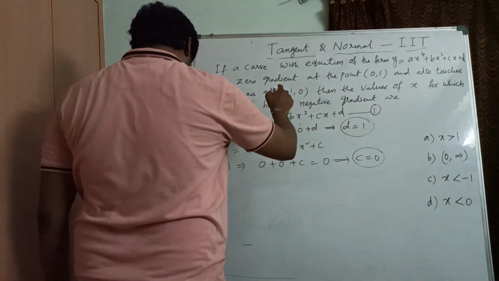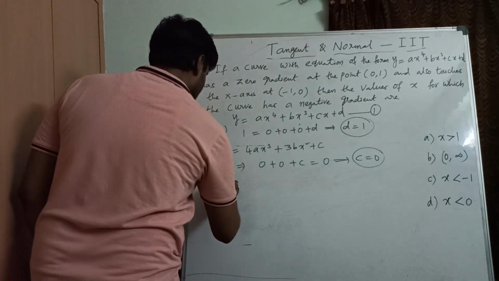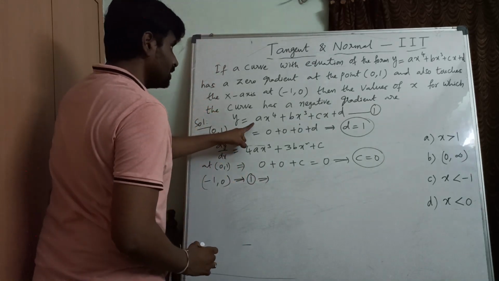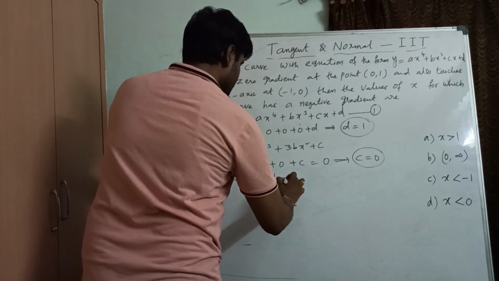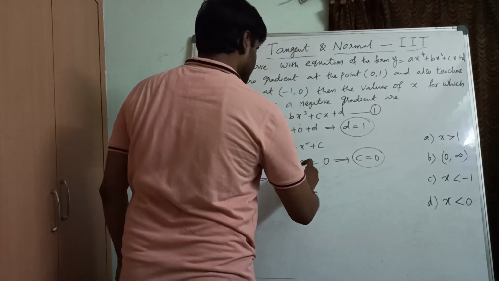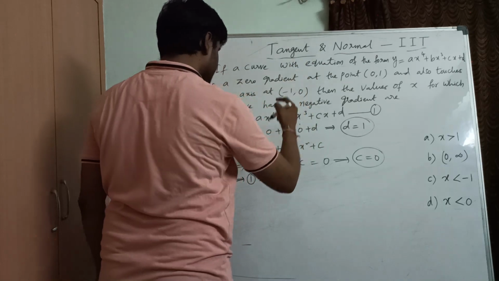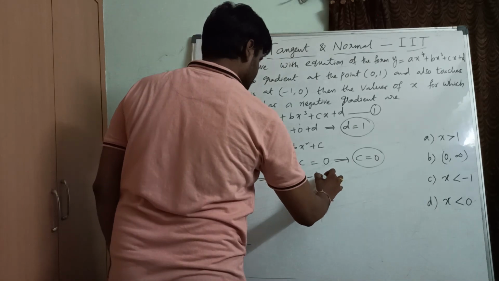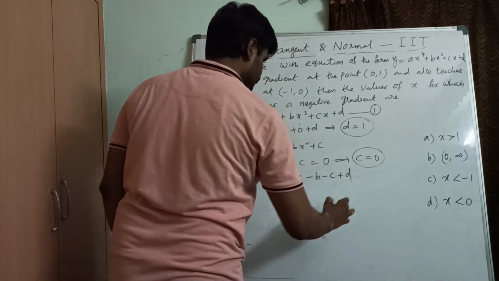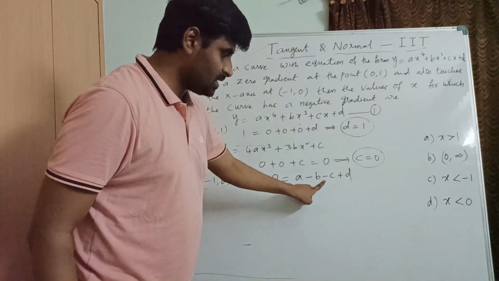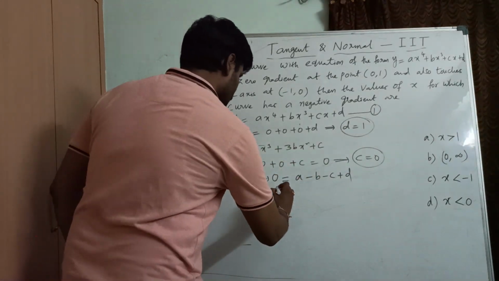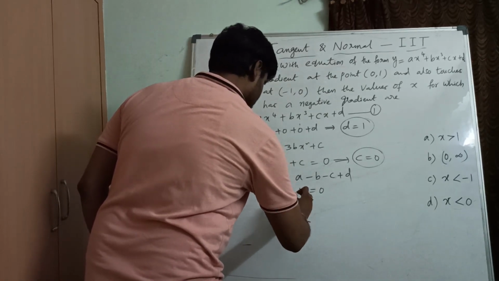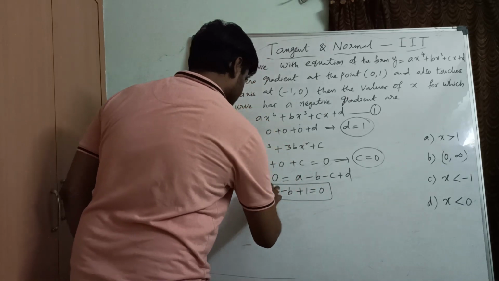So after that, now this curve also touches the x-axis at minus 1, 0. Substitute minus 1, 0 also in that. So minus 1, 0 if you substitute in the curve. So y coordinate is 0. Minus 1 power 4 a, so minus b minus c plus d. Anyway, c value 0, I can substitute here. D value 1. So from this what will you get? A minus b plus 1 equal to 0. Clear? So this is one equation we got.